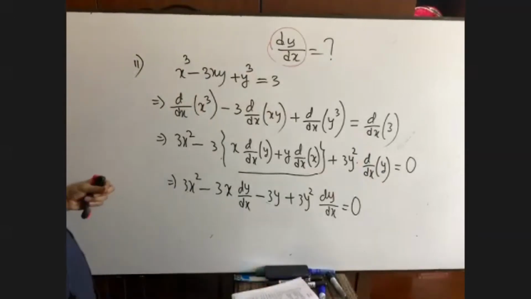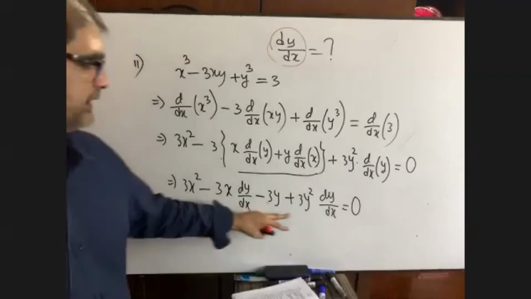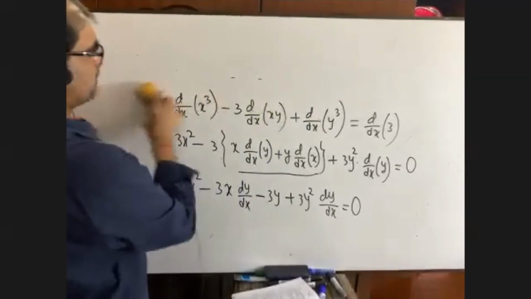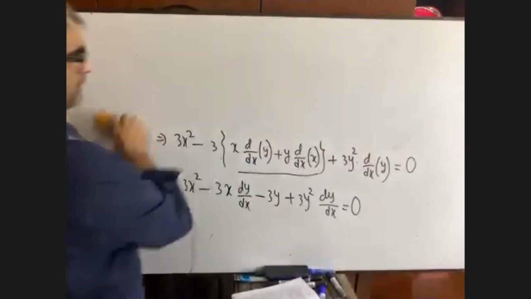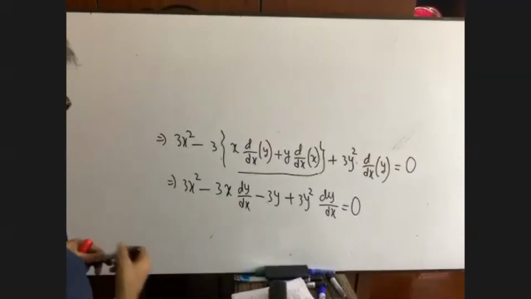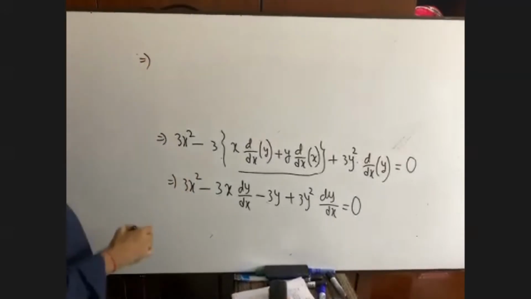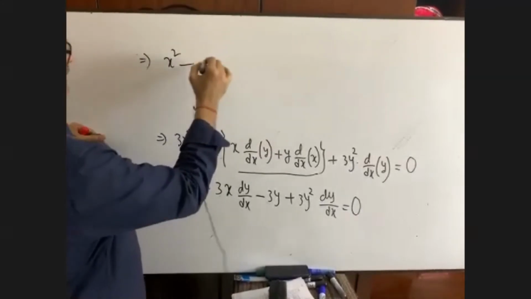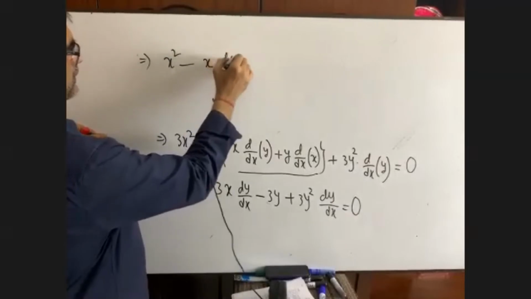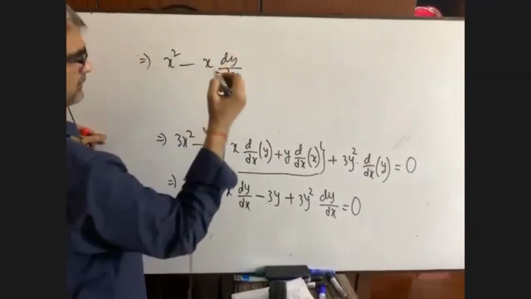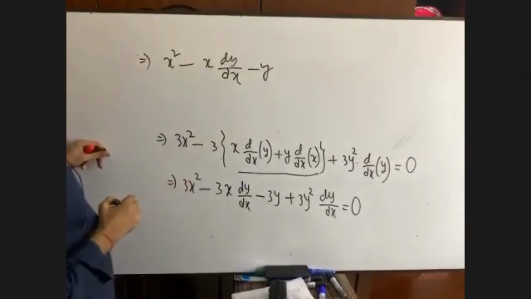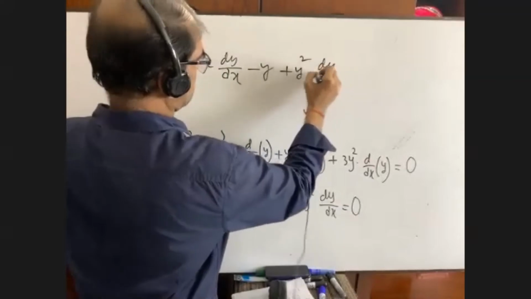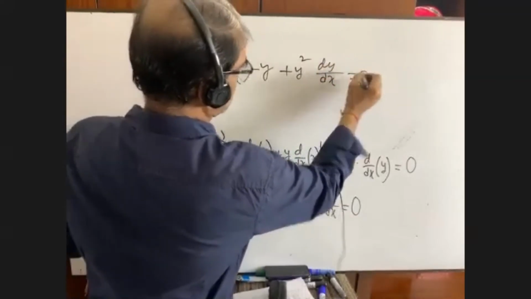Now you see everywhere we have 3, 3, 3, 3, 3, right? So all those 3 will be omitted. So we are left with x square minus x dy by dx minus y plus y square dy by dx equals to 0.